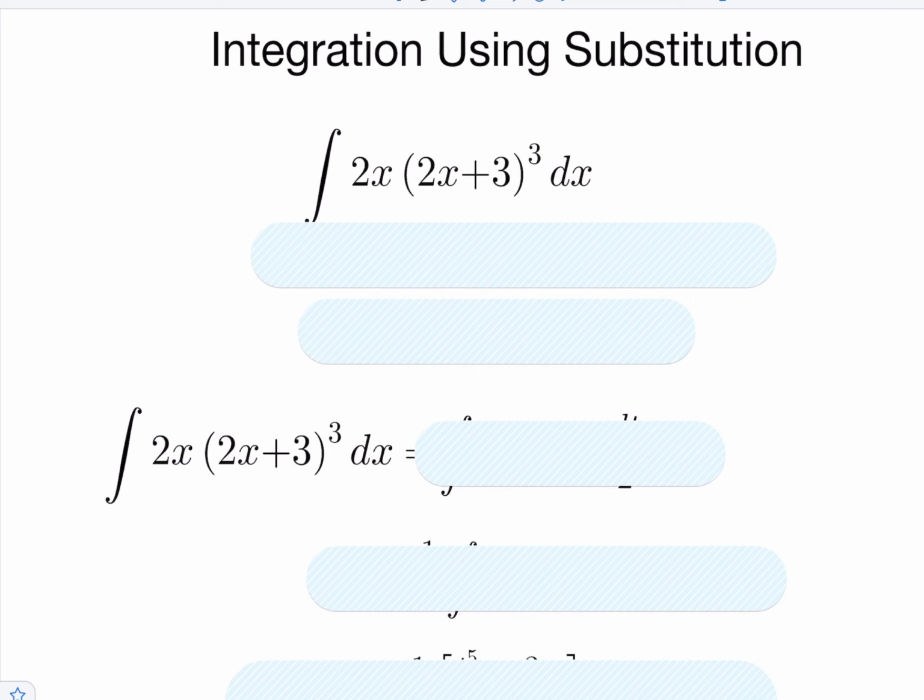All right, we're going to take a look at an integration question. This is going to be using the technique of substitution. So we want to take a look at integrating 2x times (2x + 3) to the power of 3.